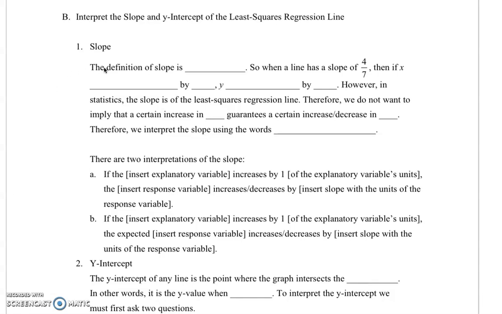Let's talk about how to interpret the slope and y-intercept of least squares regression lines. Let's start with the slope.